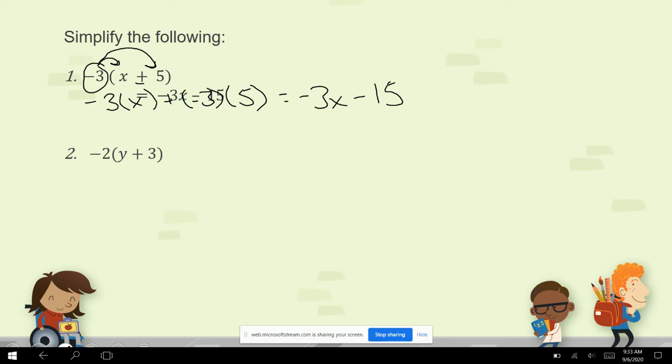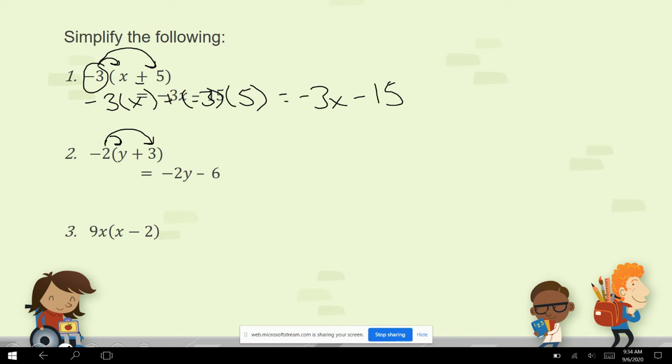Now similarly, we're going to do the same thing. We are going to multiply the negative 2 times the y and the negative 2 times the 3. I like to draw these arrows so that I remember I need to multiply the negative 2 not just times the y, but times the 3 as well. And when we do that multiplication, that gives us negative 2y minus 6. Again, because negative 2 times y is negative 2y, and negative 2 times a positive 3 is going to be a negative 6.